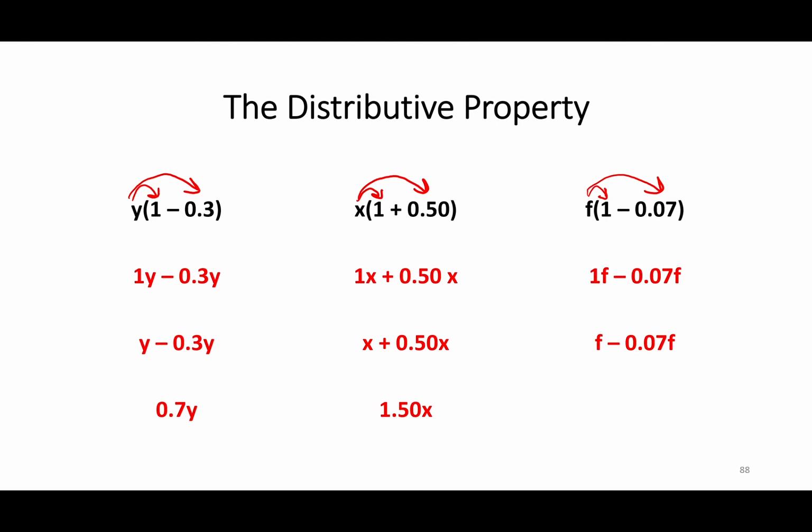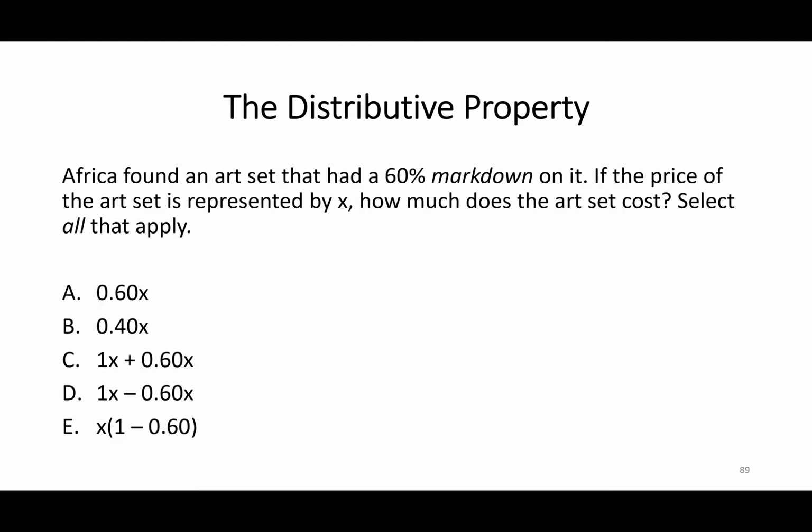And remember, the final option you have is 1 minus 0.07, which would be 0.93. 0.93f. Any of these answer choices are correct. Let's carry on. We're nearly there.